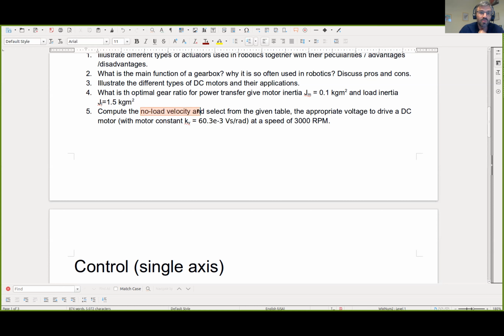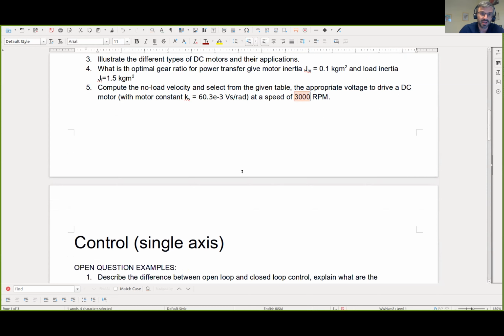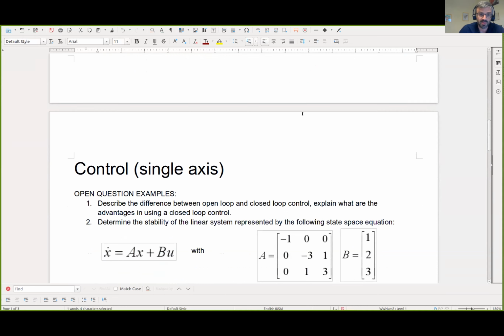So you might need to compute the no load velocity for voltages for a certain motor with a motor constant kV. You need to select the appropriate voltage to be able, for example, to achieve this no load velocity, and also have an operating point that contains the 3000 RPM, which is the frequency you want to rotate your motor.